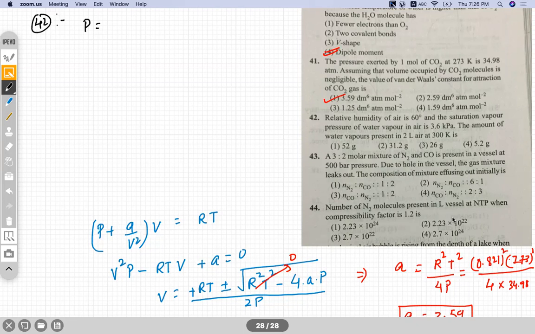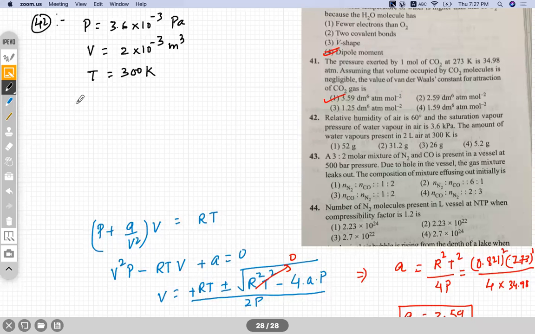Yeah, you can take that 60%, right? So pressure is 3.6 into 10 to the power minus 3 Pascal. Okay, volume is given. Volume is 2 liter, 2 into 10 to the power minus 3 meter cube. And temperature is 300 Kelvin given in the question.